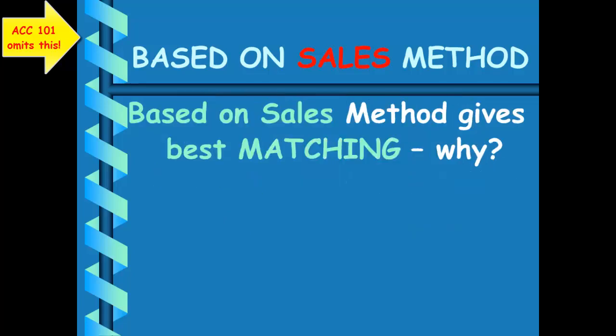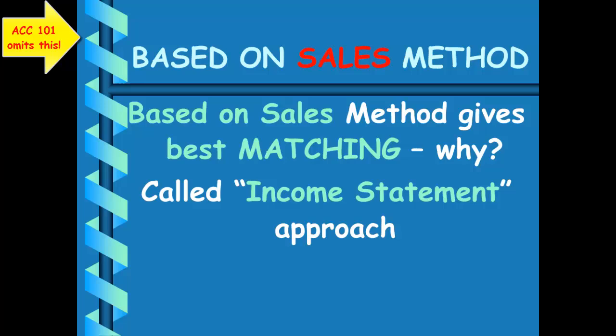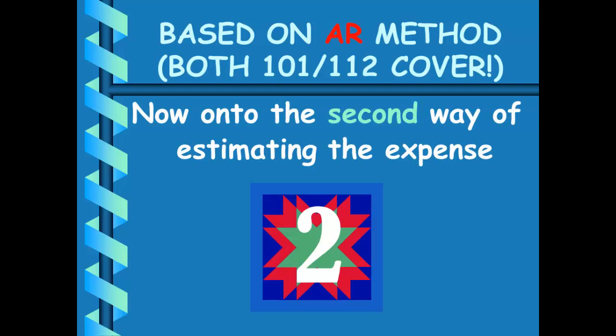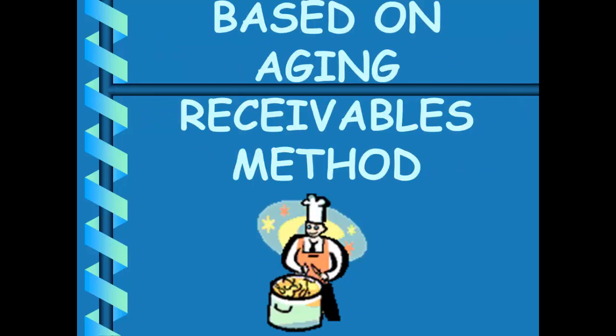Basing it upon a percent of my net sales gives me the best matching on my income statement. Why is that? Well, my bad debt expense is a direct result of the amount of my net sales. This method is sometimes called the income statement approach because it focuses on giving us a good bad debt expense to go on the income statement. The second method is based upon something called aging my accounts receivable.